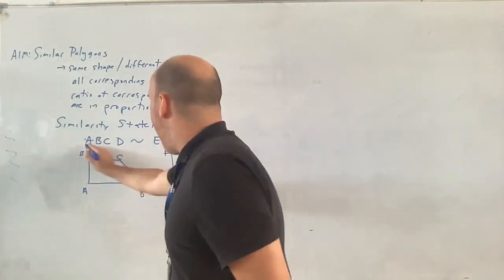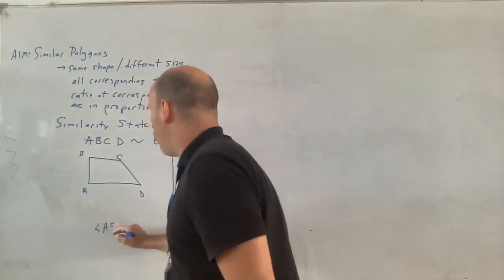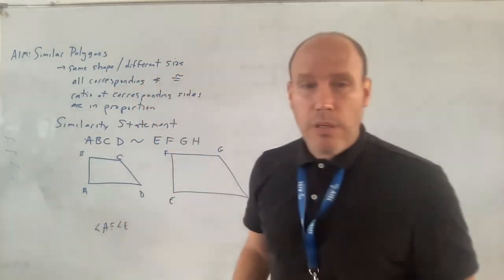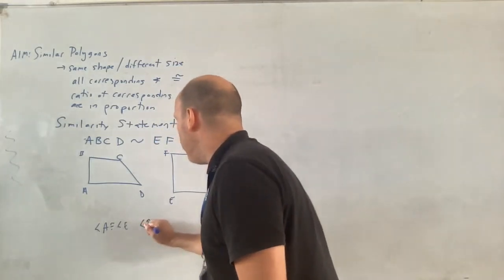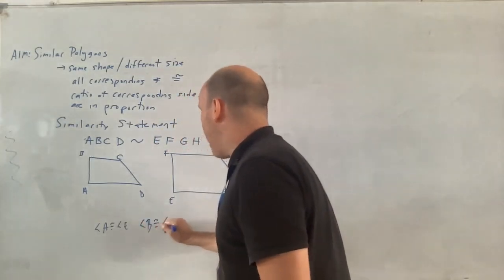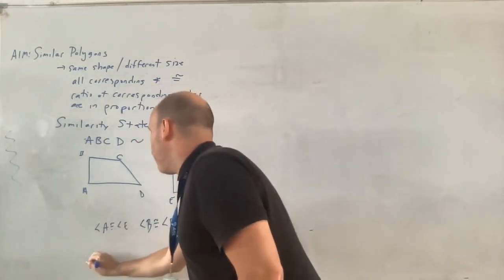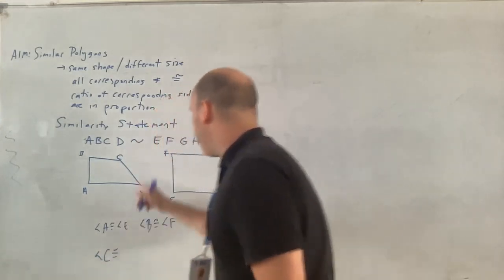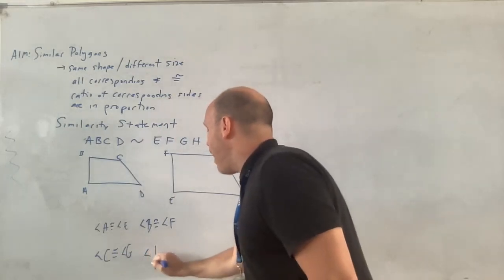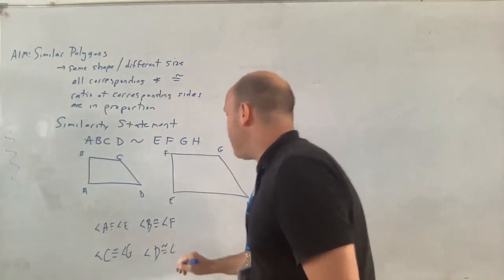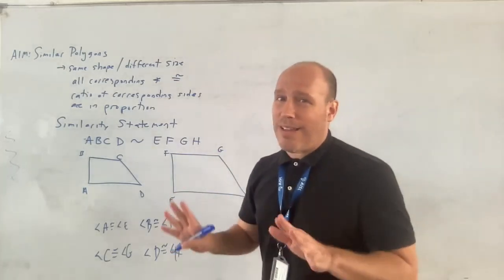Now, the idea is from the similarity statement, immediately we can see which angles are congruent. So we know that angle A is congruent to angle E. Angle B is congruent to angle F. Angle C is congruent to angle G. And the last is angle D is congruent to angle H. Now, the angles might be congruent, but the sides are not.